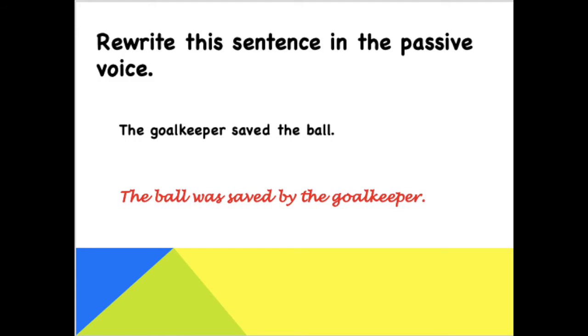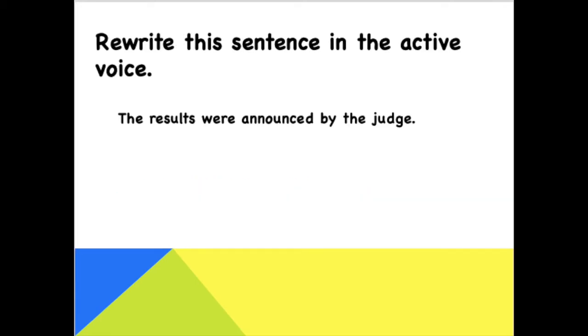And here we go. Here's the answer. The ball was saved by the goalkeeper. Did you get that right? Well done. Just remember, use the words that are there. You have to add in was, you have to add in by, but don't add anything else unnecessary. Also, make sure you put your capital letter and your full stop at the end, because if you don't, it doesn't matter how good a sentence you've written, it won't be right.